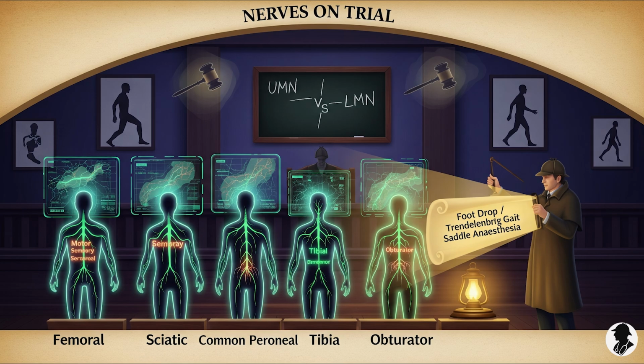Remember the CEO versus factory floor for UMN and LMN? Remember saddle anesthesia and bladder issues for Cauda Equina? These are the kind of key takeaways that really improve patient outcomes and can even save function or lives. Absolutely. This isn't just abstract knowledge for exams. It's the bedrock of good patient care. Being able to see a patient walk, listen to their symptoms, do an exam, and connect those dots to a specific nerve. That's a really powerful skill.